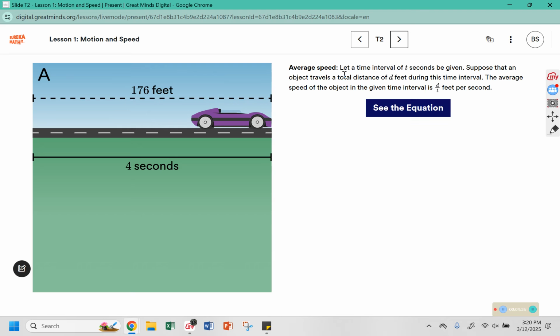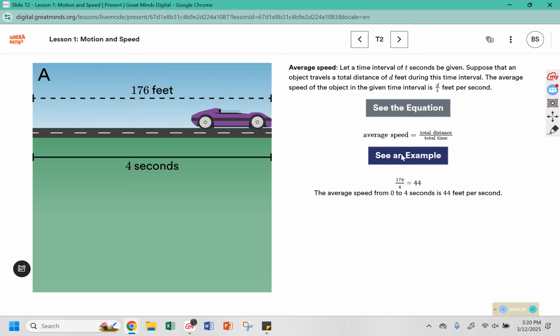Average speed. It says, let a time interval of t seconds be given. Suppose that an object travels a total distance of d feet during this time interval. The average speed of the object in the given time interval is the distance over that interval divided by the time for that interval. So the total distance divided by the total time gives us what's called the average speed. So here's an example. If car A travels 176 feet in 4 seconds, the average speed would come out to 44 because 176 divided by 4 is 44.